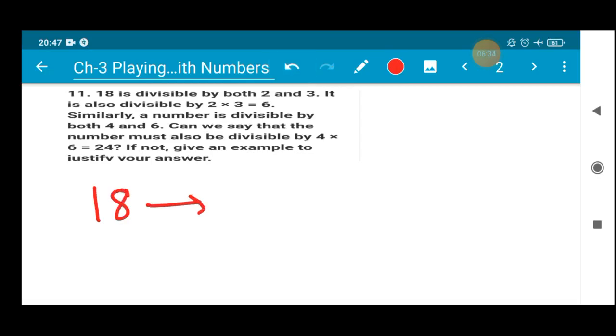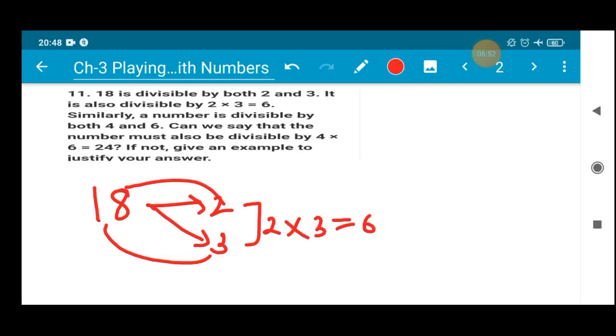18 is divisible by both 2 as well as 3. It is also divisible by 2 into 3, that is 6. Of course, 2 9s are 18, 3 6s are 18, and 6 3s are 18. All the numbers are able to divide.